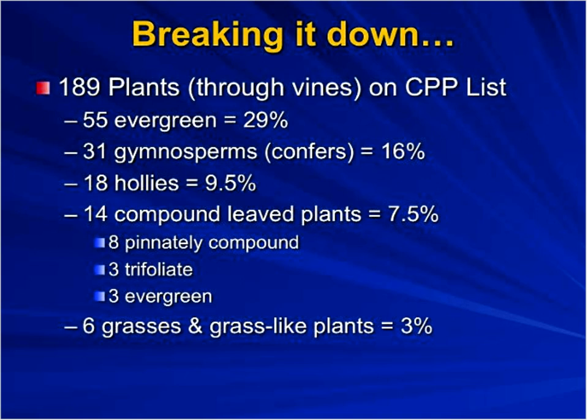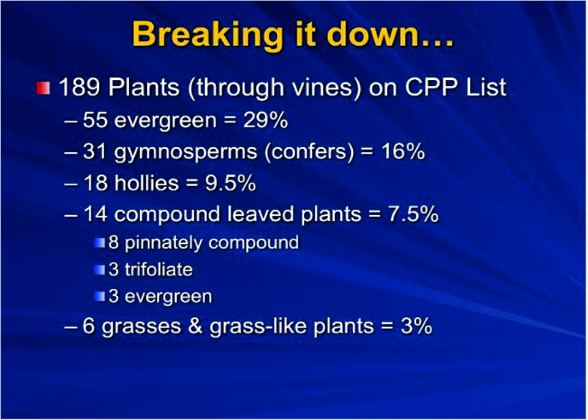And a quick review of a simple leaf versus a compound leaf. Compound leaf, of course, being in anything like a pecan, walnut, ailanthus, the tree of heaven, cladrastis, the yellowwood, any number of species with those compound leaf plants. Of those, I broke it down even further, again, small manageable pieces. Of those, 8 of the 14 had pinnately compound leaves, 3 were trifoliate, and 3 of those compound leaf plants were evergreen. Mahonia, I think, was one of those as an example.